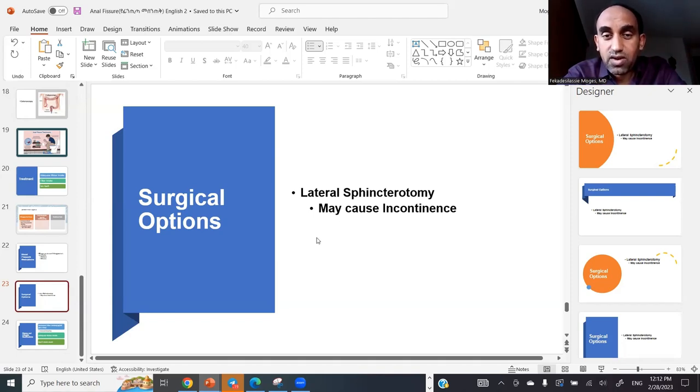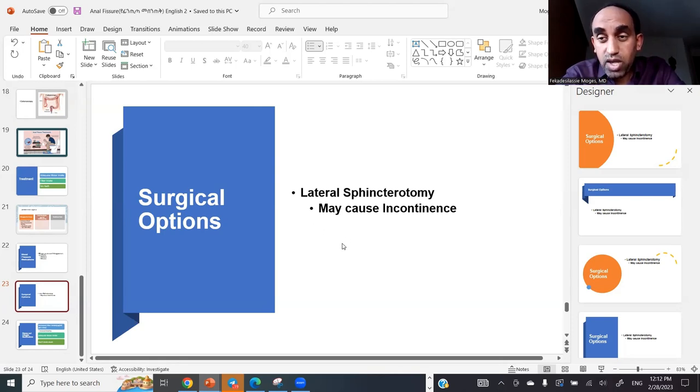So lateral sphincterotomy can be done. I have done this procedure only once at, where was that hospital? Do you know Cadisco Hospital? That guy's insurance was only covering Cadisco. So I did the surgery in Cadisco Hospital many years ago. That was a young gentleman who was really suffering from this.